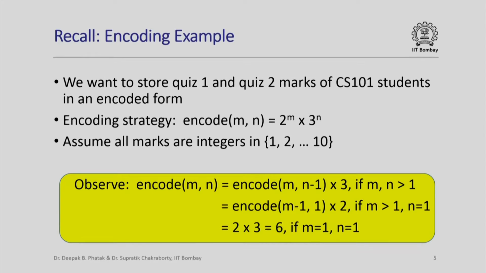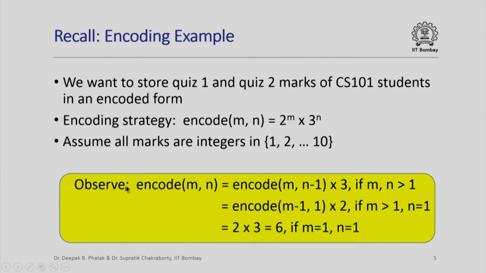Let us go back to the encoding example that we have been studying in the last few lectures. We want to sort quiz 1 and quiz 2 marks of CS101 students, but in an encoded form. The encoding is given by encode of m comma n is 2 raised to m times 3 raised to n. All marks are assumed to be integers in the range 1 through 10.